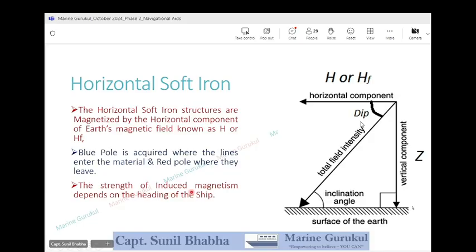Now, the longitudinal is a horizontal soft iron structure. So when it is exposed to the magnetic field of the Earth, it acquires magnetism. But the strength of the induced magnetism depends on the heading of the ship. Let's understand this by taking this example.